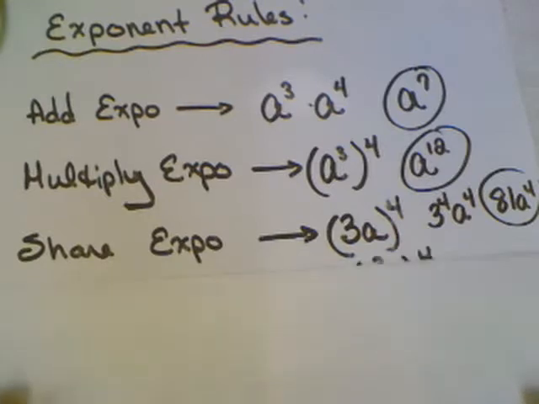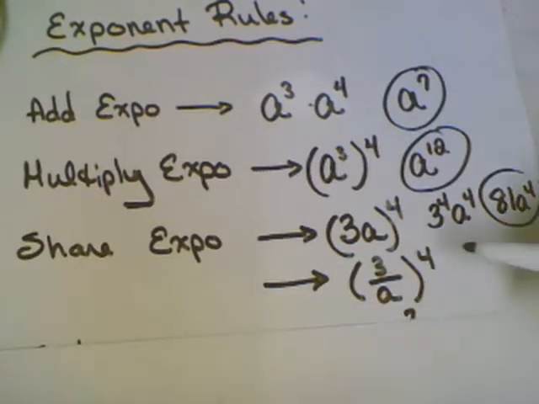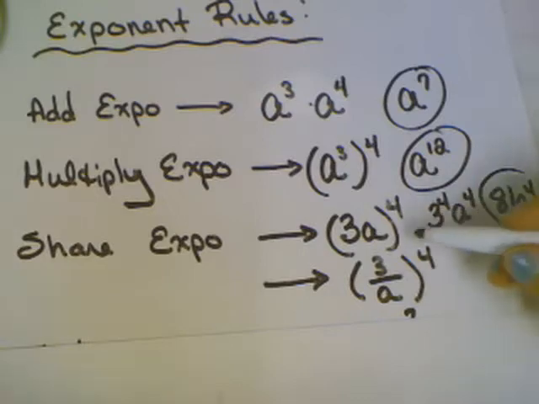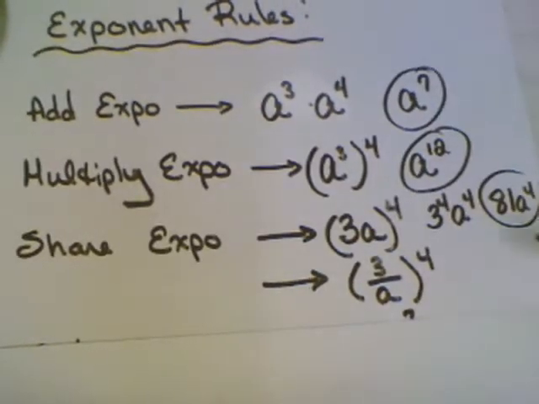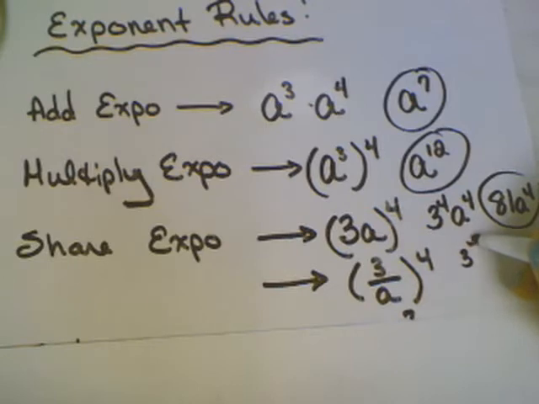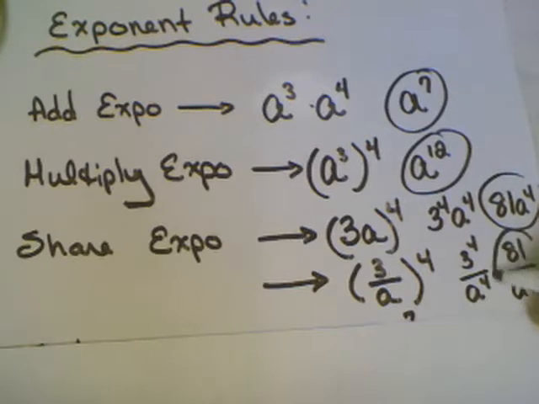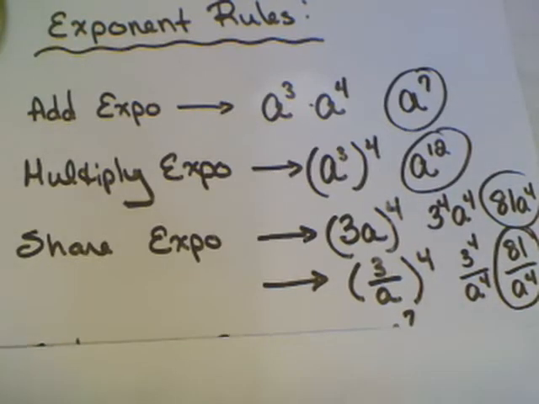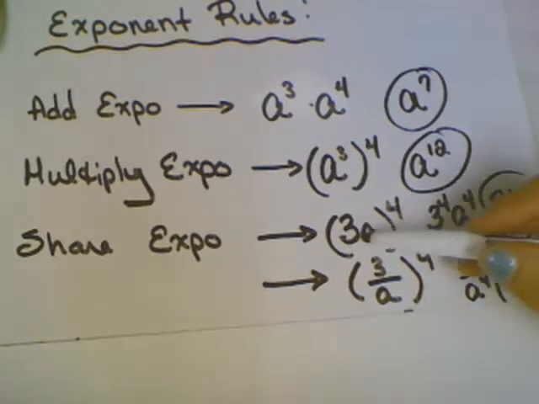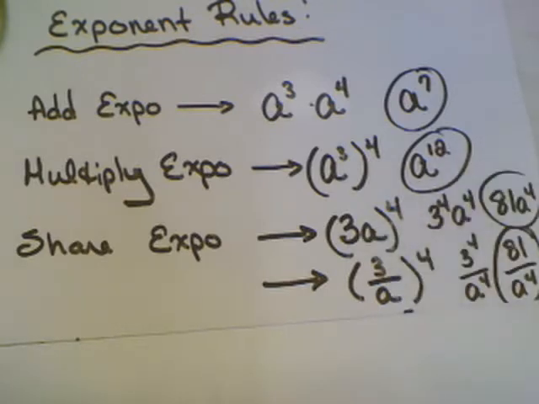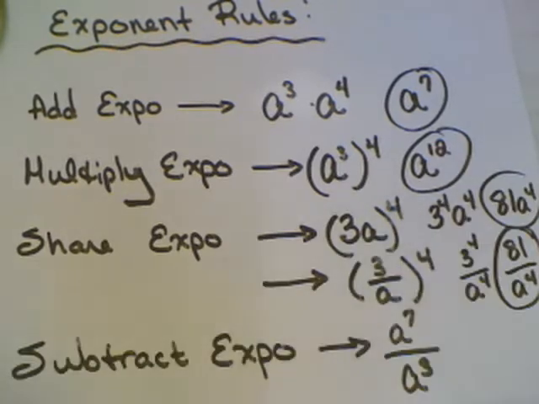Two new rules that we're going to add into here is what happens if you have a fraction to a power. That rule is going to say you, again, share the exponents. 3 is going to be to the 4th power, a is going to be to the 4th power, so this will be 81 over a to the 4th. Share exponent works whether you're multiplying or dividing.